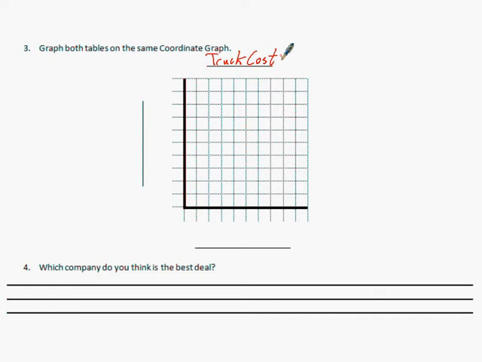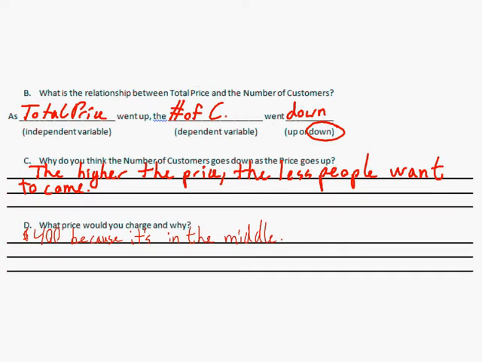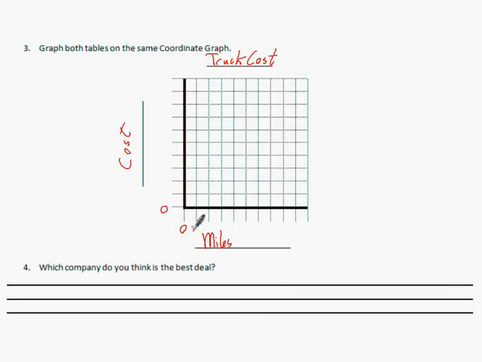Truck cost works. Now, miles is going to be our independent variable because it changes how much your cost is. Now, we have to look at both the tables when it comes to making the scale. So I'm going to bounce back to the tables. Miles goes all the way up to 180 on both of them, so that's okay. We're going to count by 20s. 20, 40, 60, 80, 100, 120, 140, 160, 180.